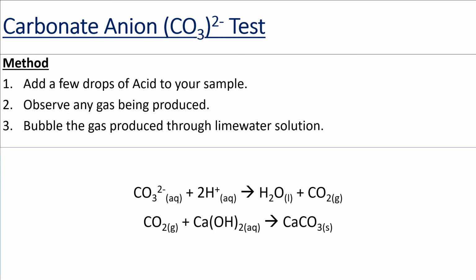So here are basically the two reactions. The top one is the carbonate reacting with the acid. We've got the H+, the protons from the acid, reacting with our CO3 2-, our carbonate ion, producing water and carbon dioxide. And then we've got our carbon dioxide reacting with our lime water, the calcium hydroxide, to form that insoluble precipitate of calcium carbonate, which again is why the lime water turns cloudy.